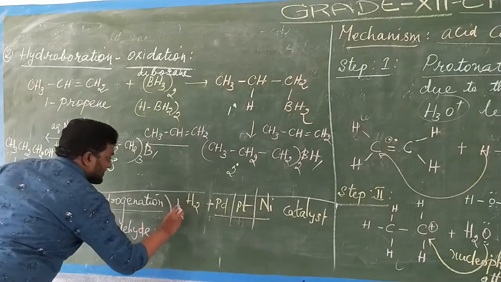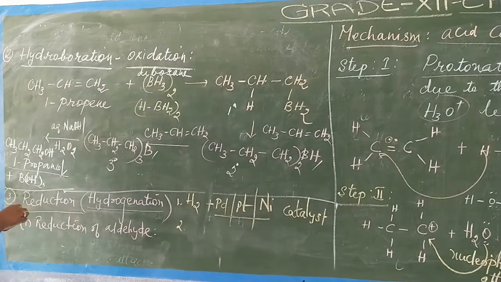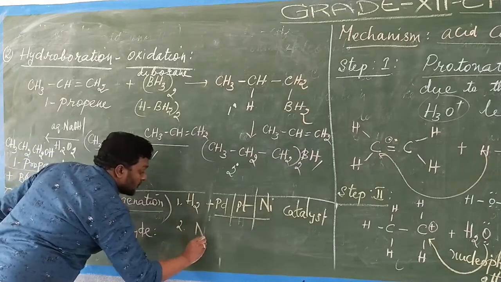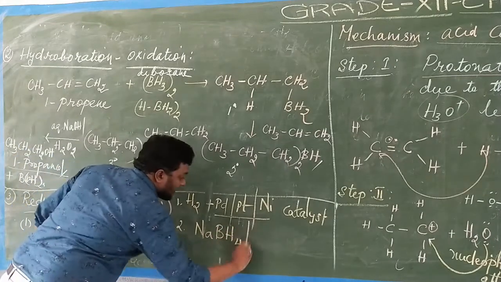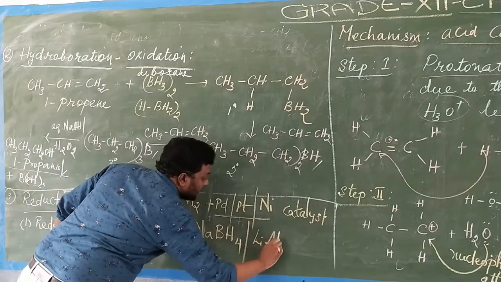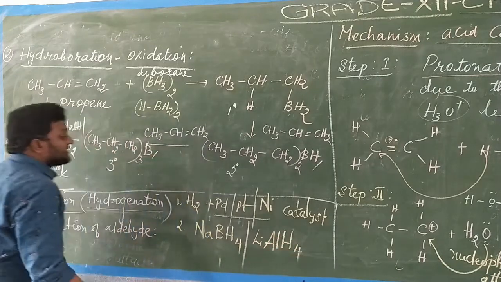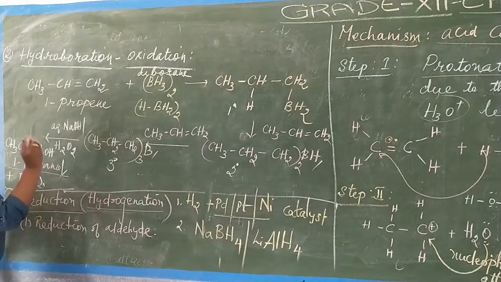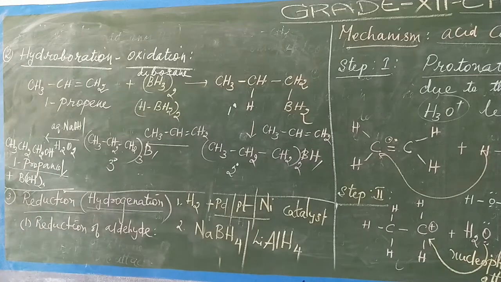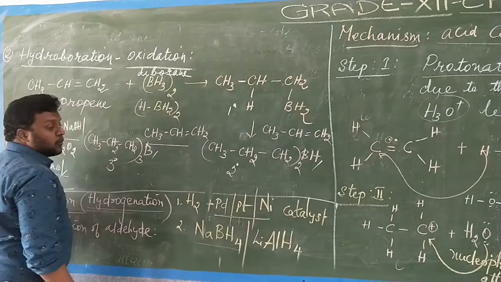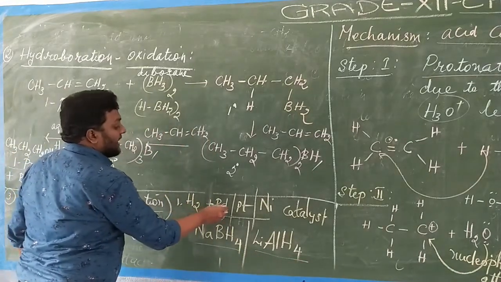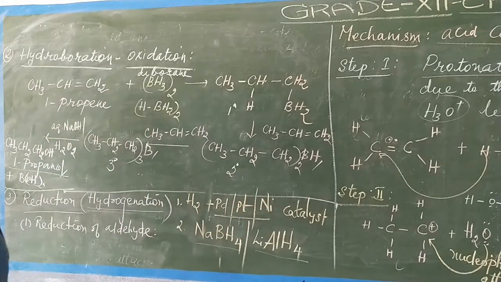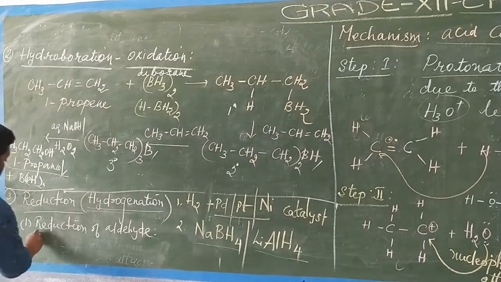Or otherwise, the second catalyst I can use is sodium borohydride. Or otherwise, I can use lithium aluminium hydride as a hydrogenation reaction, or otherwise reduction of carbonyl compounds. So for reducing the carbonyl compounds, we can use sodium borohydride or lithium aluminium hydride. Or otherwise, hydrogen with palladium, platinum, or nickel as a catalyst. Now we will write the reaction of aldehyde.